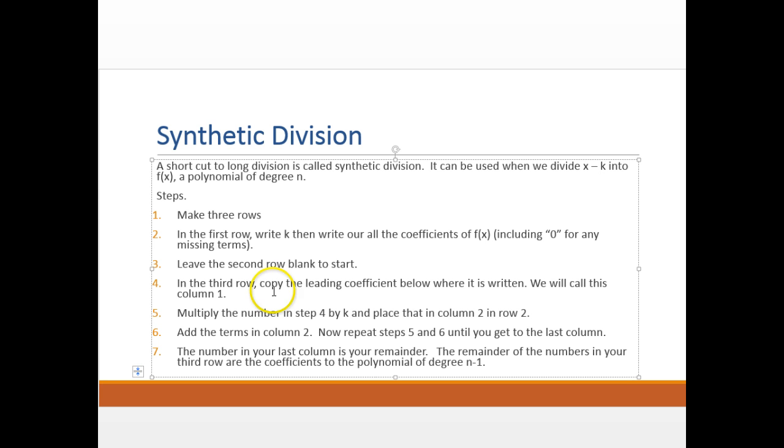In the third row, we're going to take that first leading coefficient and drop it down. We'll call this our column 1. We're going to take that number we started with in column 1 and multiply it times our k and put it in column 2, row 2, and then we're going to add. And we're going to keep repeating this until we're done. Let's see how this works.